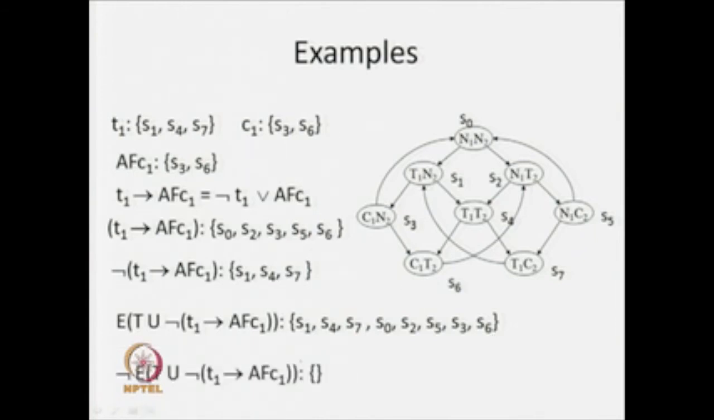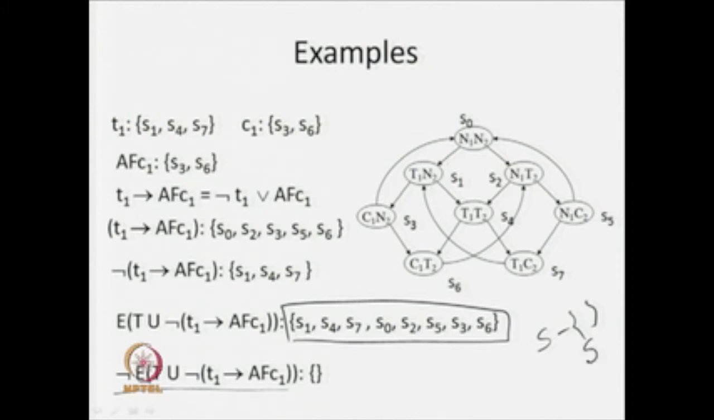Now, when we enter into the next step, all are included over here. All the states have been included, so there will be no further change. We get all those states, that means the entire state space, where E true until not of T1 implies AF C1 is true. Now, my given formula is the negation of this, so we take S minus this set. Since this is equal to S, we are going to get a null set. That means the given formula is true in none of these states.